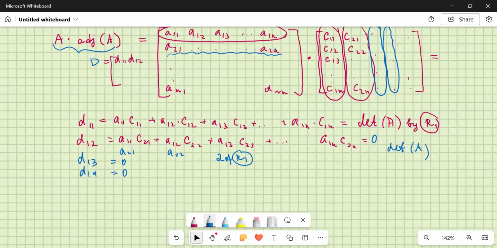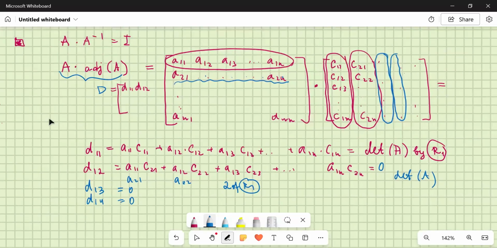Well, what does it mean? I'm going to go back to my matrix D and make it look a little bit more filled with numbers. So that's going to be the determinant of matrix A here and lots of zeros here, actually all zeros.